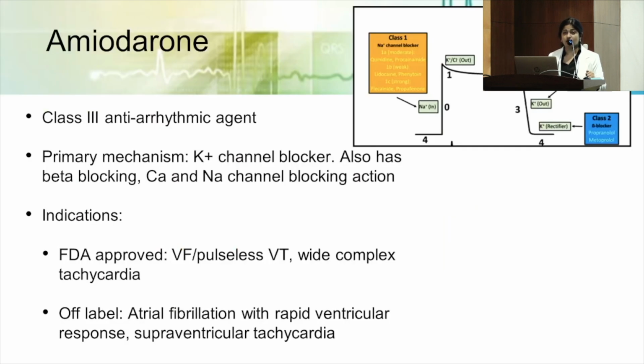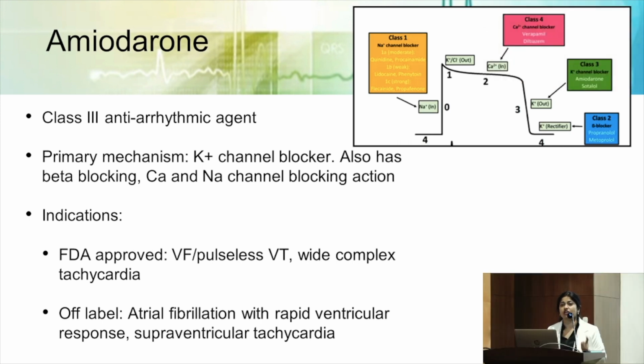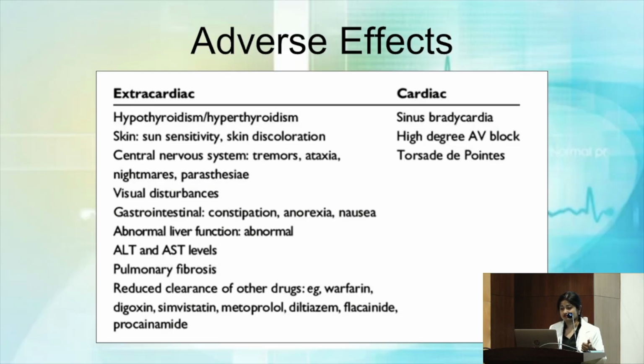And amiodarone, a class 3 antiarrhythmic agent. Mechanism, potassium channel blocker. However, it works through almost all the classes, that is, it has sodium channel blocking action, calcium channel blocking action, beta blocking action as well. It is FDA approved for pulseless VT and wide complex tachycardia. Atrial fibrillation is still an off-label use for amiodarone. Adverse effects: hypothyroidism, liver toxicity, pulmonary toxicity, phototoxicity, high-grade AV blocks.